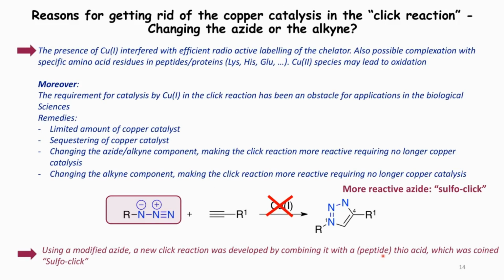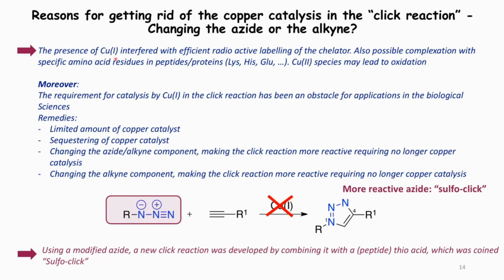Now we found that because we started the development of copper-free click chemistry. Now what kind of copper-free click chemistry did we develop? Now first of all, let's go back again. A chelator may bind copper, so the presence of that binding interferes with the effective radioactive labeling.